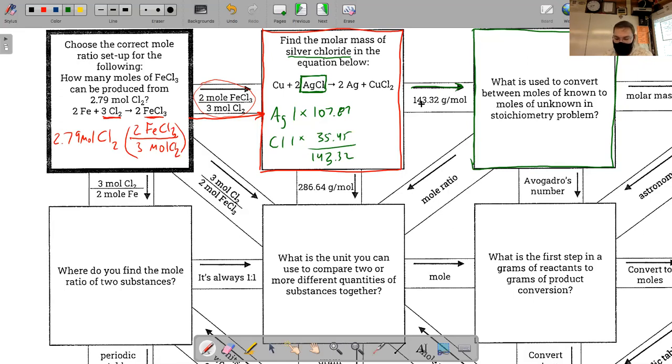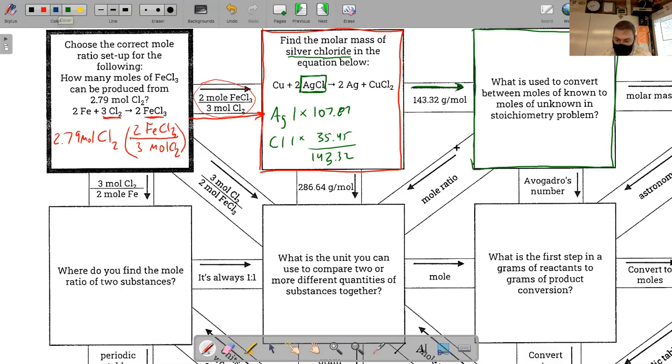So this is the formula mass, 143.32. And now from this box, we have 3 choices. It could be the mole ratio, it could be Avogadro's number, or it could be the molar mass. What's used to convert between moles of a known to moles of an unknown? Which one is that? Is it molar mass, Avogadro's number, or mole ratio?